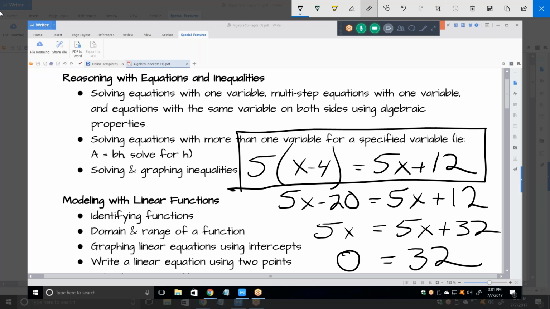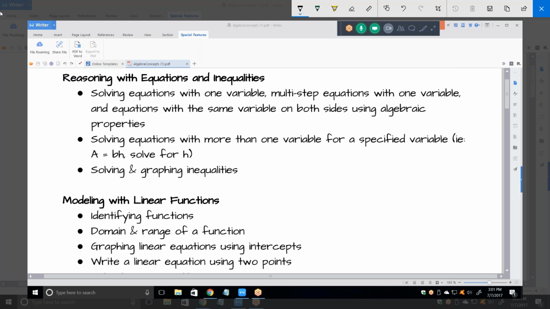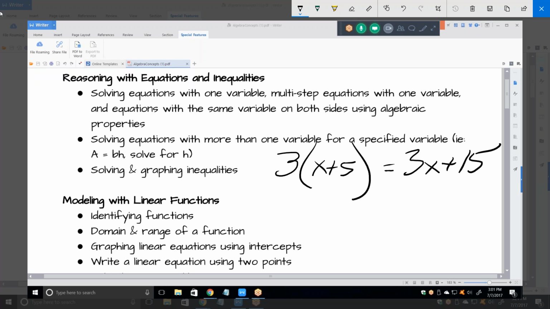Okay? Now, there's another one, a little similar, not to confuse you, and I hope this won't. Next line. 3x plus 15 equals 3x plus 15. What's the next line and what does it mean?